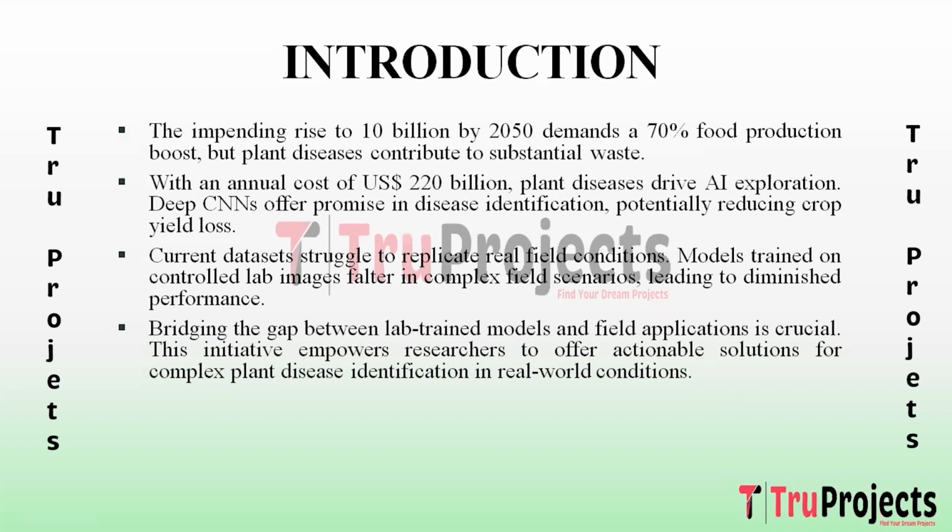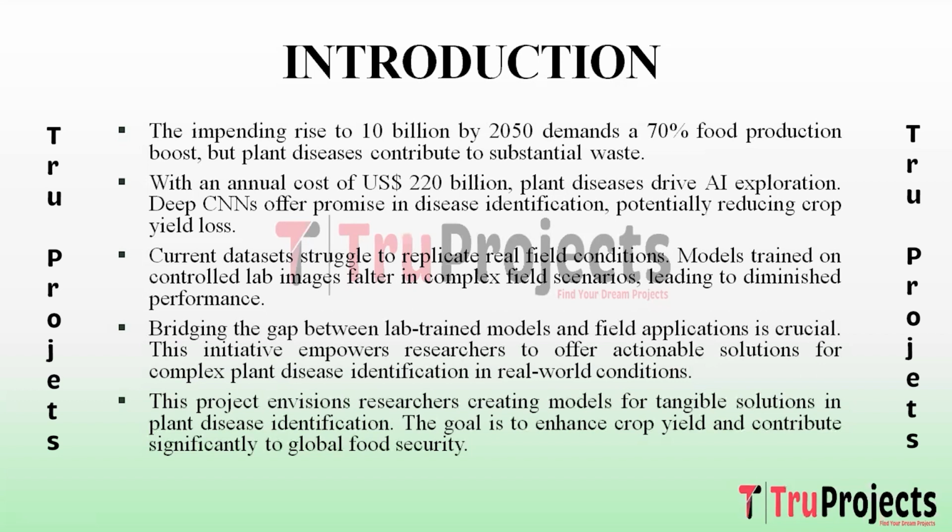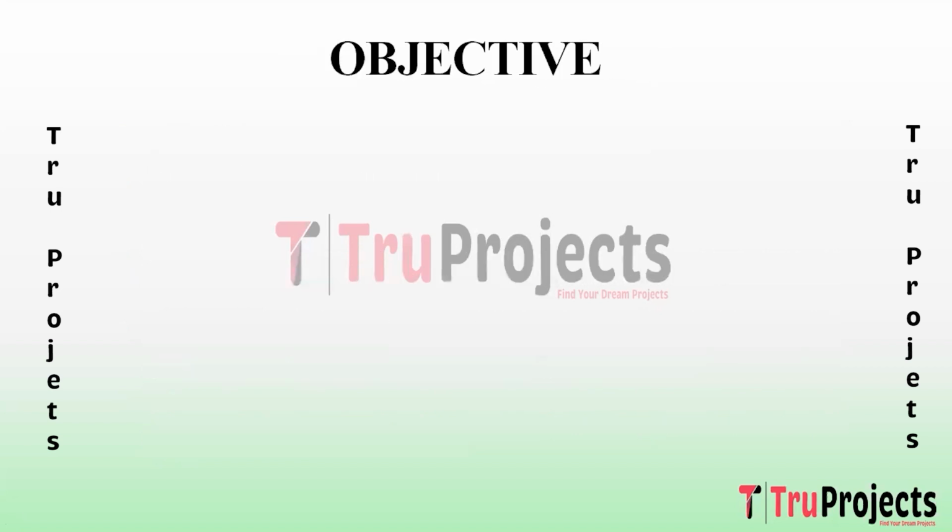This initiative aims to empower researchers to develop solutions for complex plant disease identification under real-world conditions. So the project's vision is to enable researchers to create models that provide tangible solutions in plant disease identification. The ultimate goal is to enhance crop yield and make significant contributions to global food security by addressing real-world complexities in agriculture. Objective of the project.